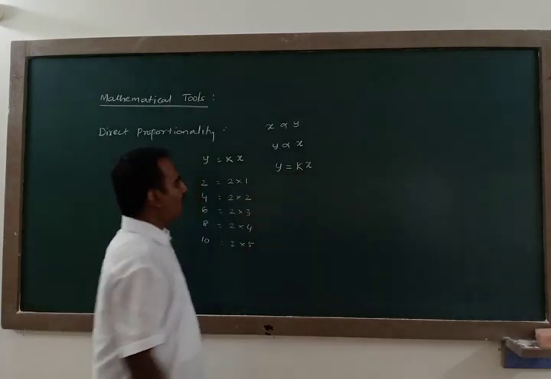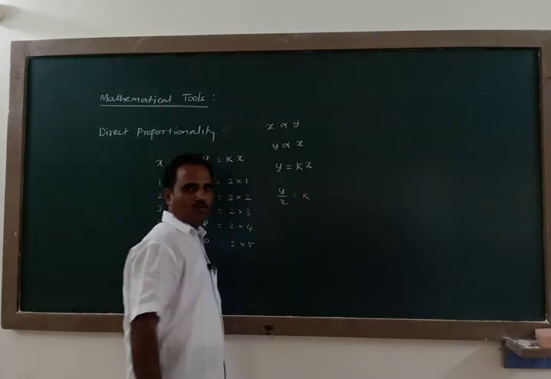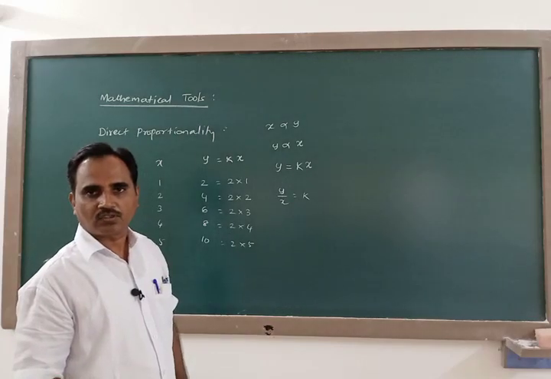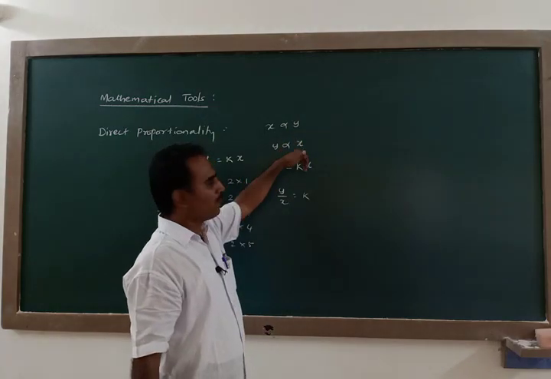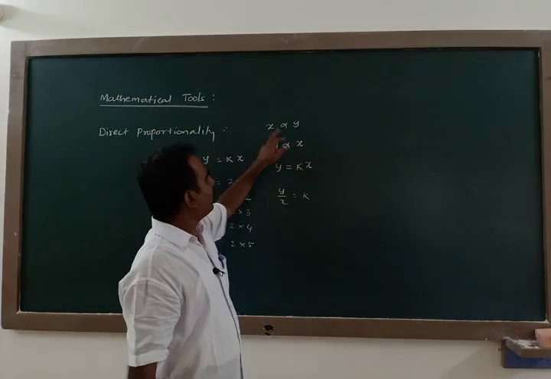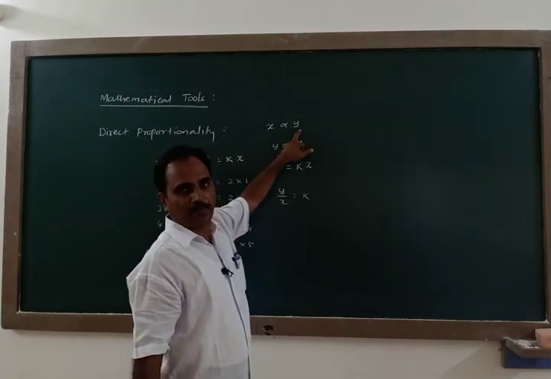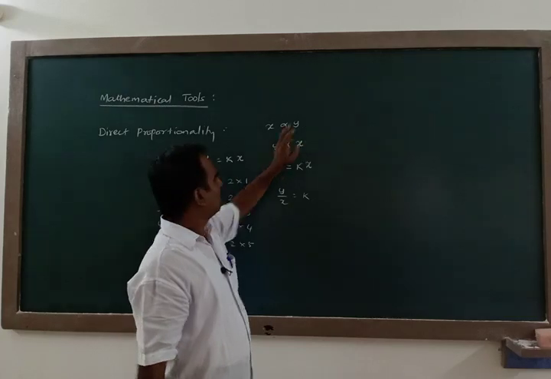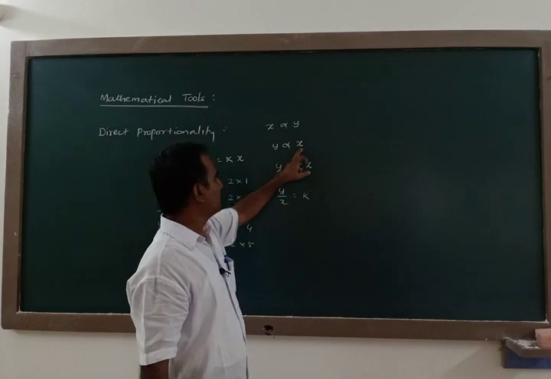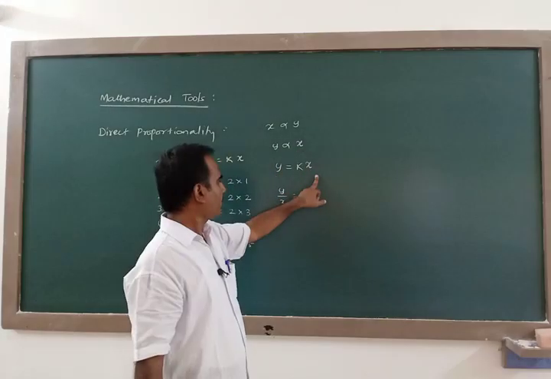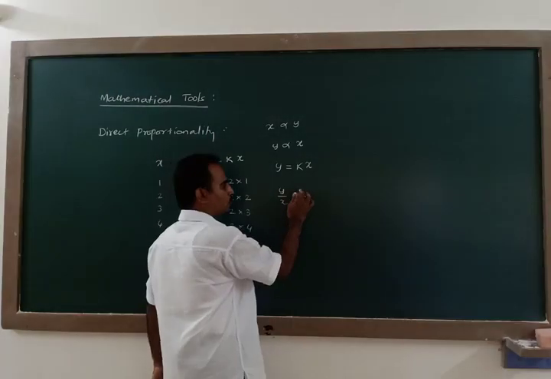So when two physical quantities are directly proportional, the proportionality can be replaced by an equality by using this proportionality constant. Or otherwise, y by x is equal to a constant. See, when x is proportional to y, y will also be proportional to x. If I write x is equal to ky, then k becomes x by y. If y is proportional to x, then y becomes equal to k times x. So y by x is equal to constant. So overall, this term should be a constant value.